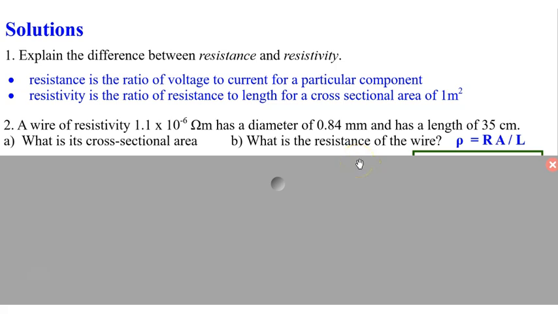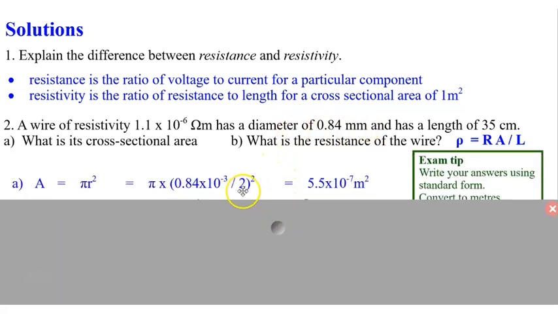Question 2 is a standard exam question. There you may get asked to work out the cross-sectional area, as in this case. Watch out for millimeters and diameter, so we need to divide by 2 and divide by 1,000. And then pi r squared, we've got this tiny number, 5.5 times 10 to the minus 7, sounds about right.